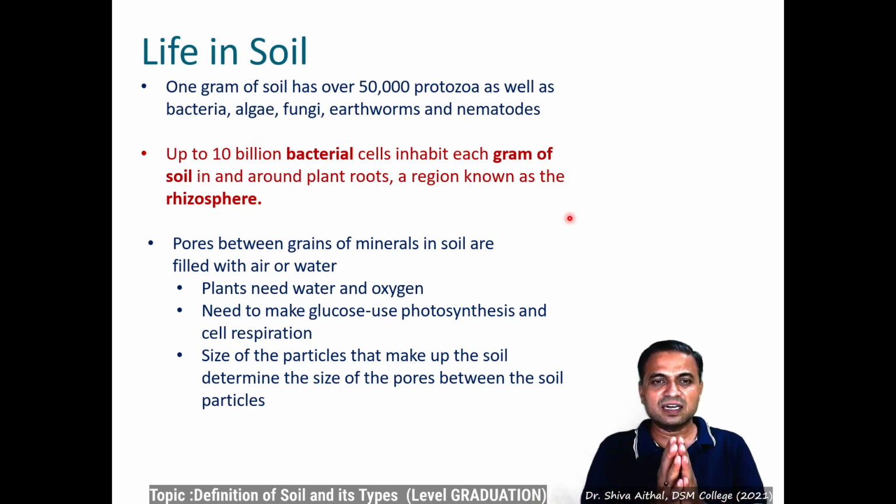The pores between the grains of minerals in the soil are filled with air and water, and all these life forms require oxygen and water. Then plants make starch, the carbohydrates. Plant matter litter is there. Litter means dead and decaying matter of plant origin. So these need to make glucose. They use photosynthesis, they carry out cell respiration. All these activities govern the life ecosystem of the soil.